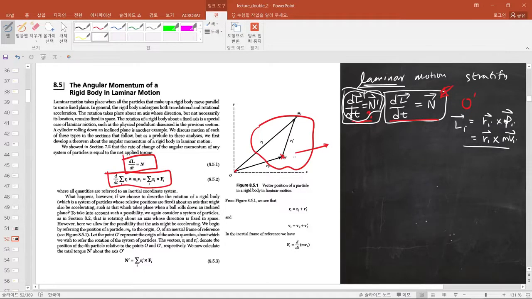So here, if I calculate this quantity, then N prime obviously is going to be the sum over i of Ri prime cross Fi. Okay, and then this equation that we are going to put, since this is always true, we are going to exploit this equation.